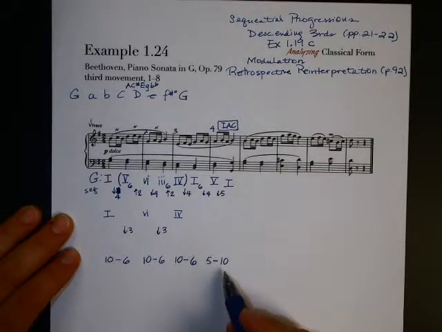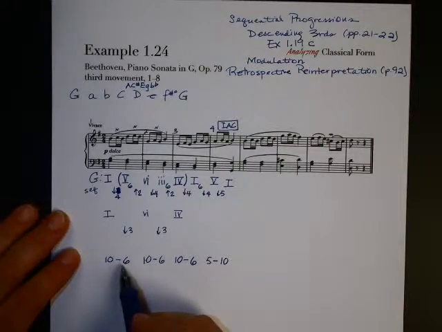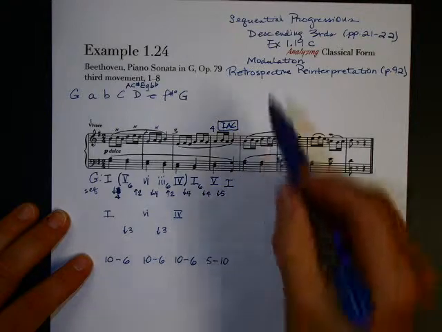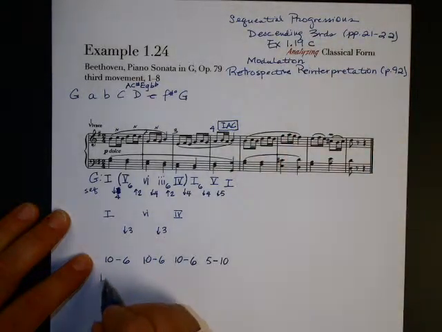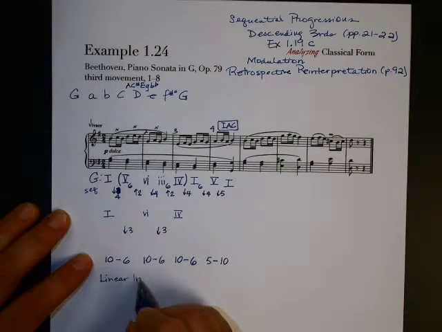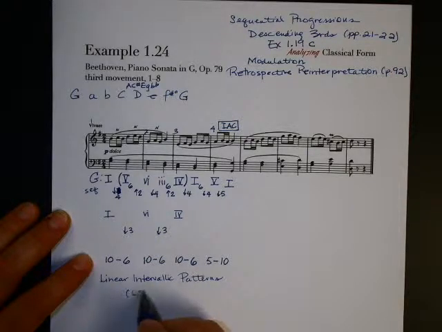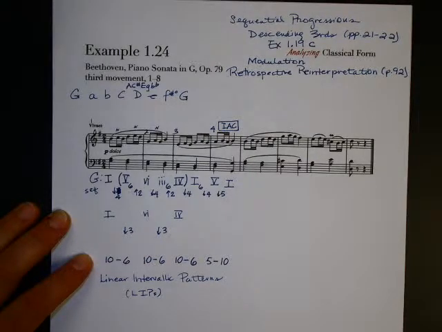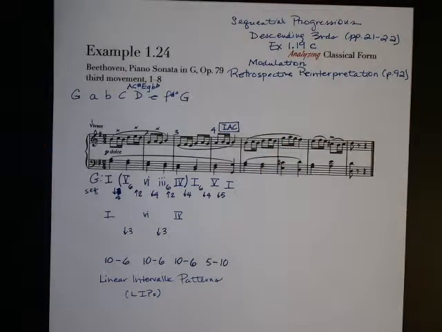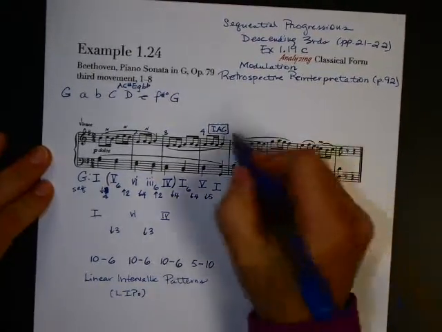So it's a little bit obvious that we have a sequence here because the interval pattern repeats. Some people, instead of calling these sequential progressions, will call them linear intervallic patterns, or LIPs. So we have now thoroughly discussed measures 1 through 4. Now, continuing on into measures 5, 6, 7, and 8.